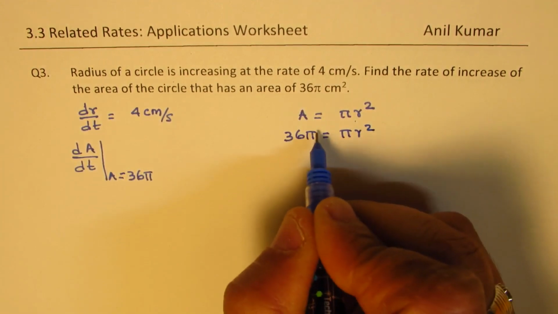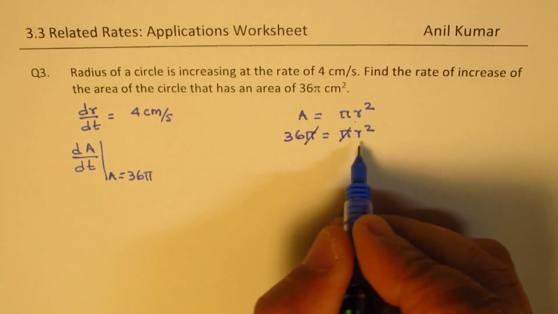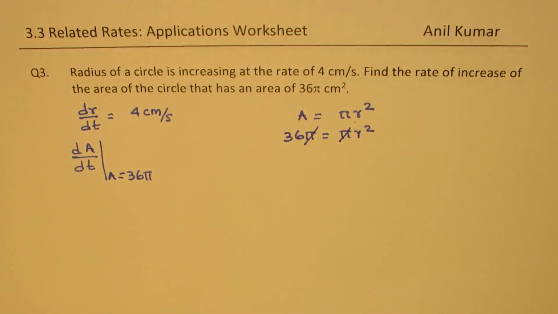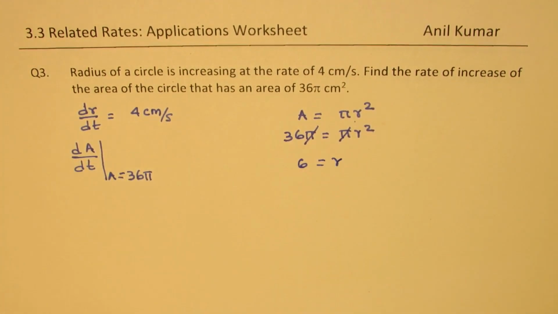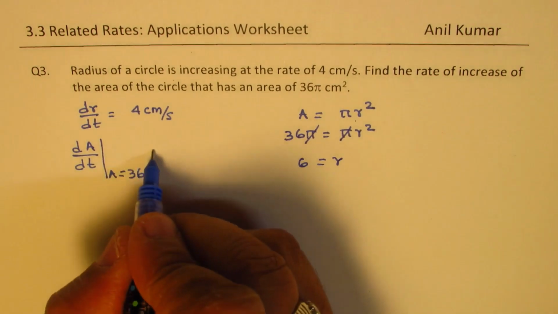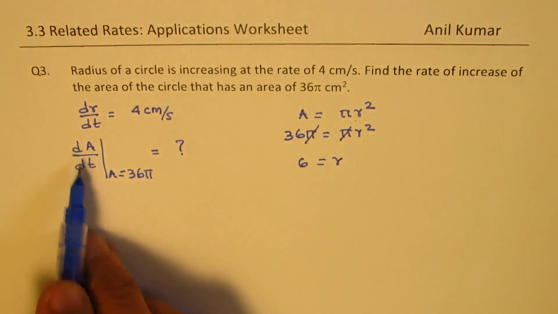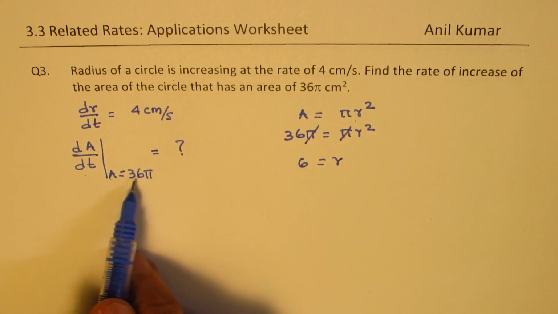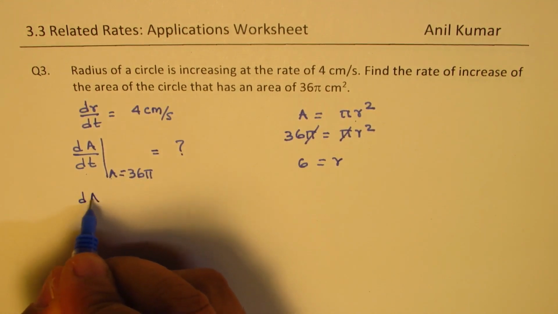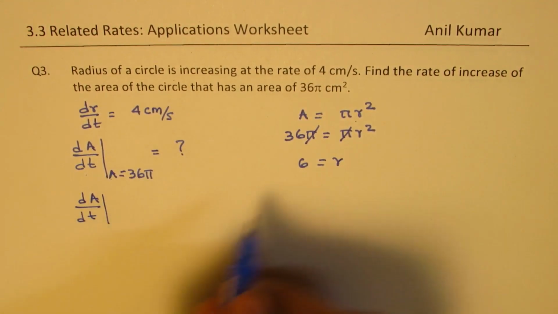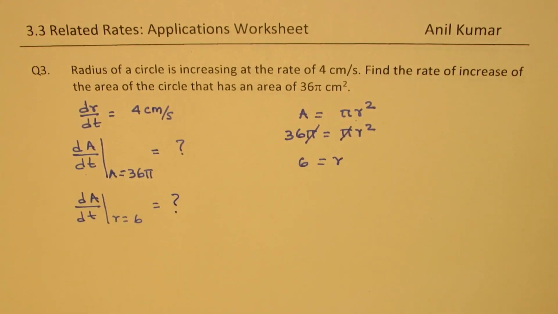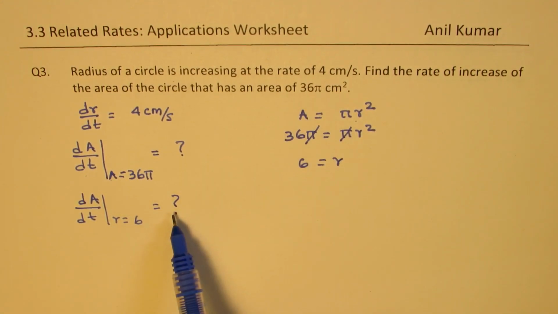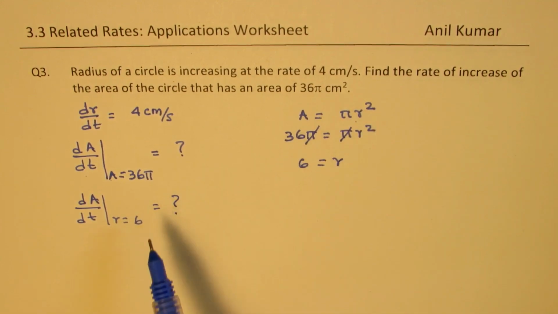So it is pi r square. Now pi and pi cancel, and definitely radius has to be positive, and so we get square root of 36, which is 6. So r is 6 for us. So we basically want to find what is the change in area with time when area is 36 pi, or we can also say when the radius is 6. Does it make sense to you? This is what we need to find. Is that clear? Perfect. So sometimes directly the value is not given to you. You have to find it, right?